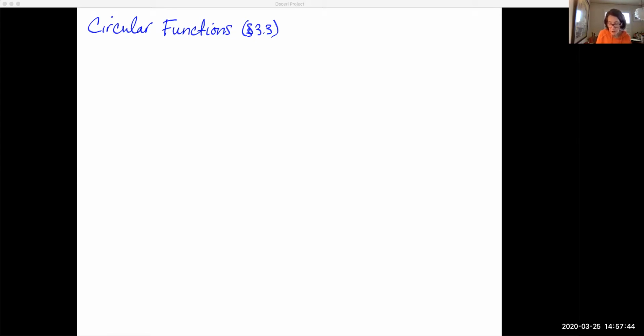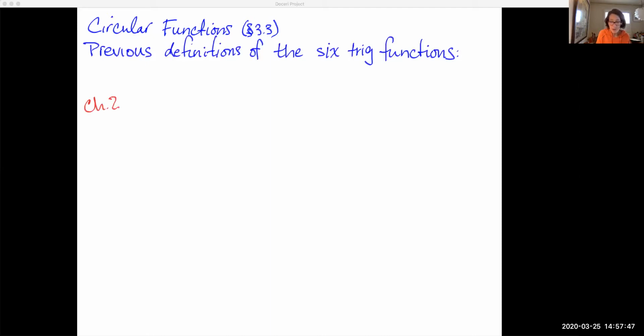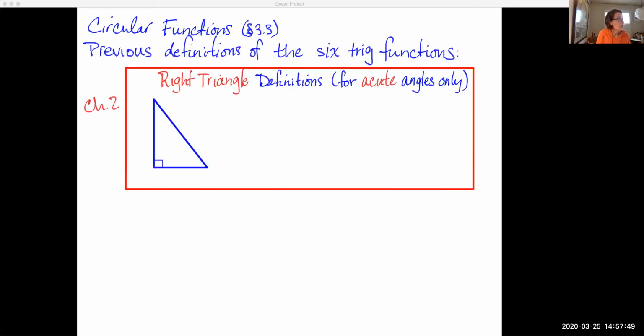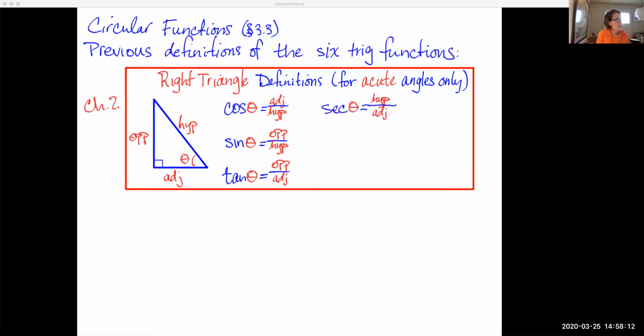So we've had 2 definitions, actually. What we learned in chapter 2 was the right triangle definitions. You don't need to write these down. You already know these, I think. We used right triangle definitions. The cosine is the adjacent side over hypotenuse. The sine is the opposite side over hypotenuse. Tangent was opposite over adjacent, and so on. These are things that we've been using in chapter 2, all of our right triangle trigonometry definitions.